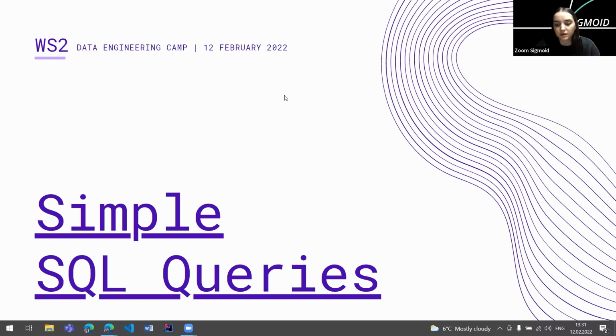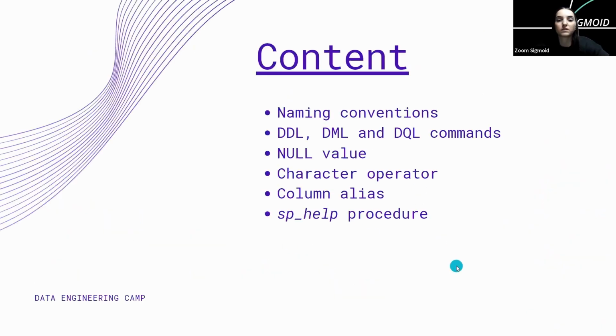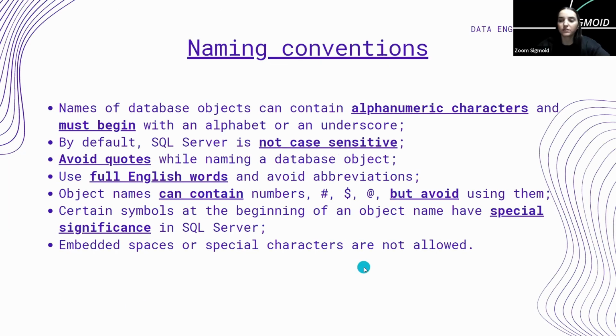So let's see what we will talk about today. Today we will talk about naming conventions, data definition language, data manipulation language, data query language commands, null value, character operator, column alias, and the SP help procedure. It's an interesting procedure in Microsoft SQL Server. So let's go to the naming conventions.